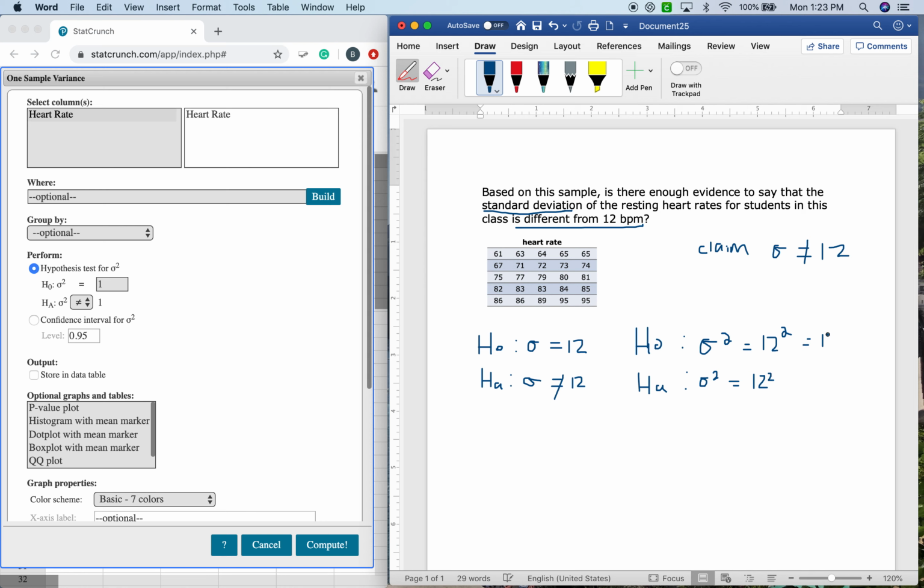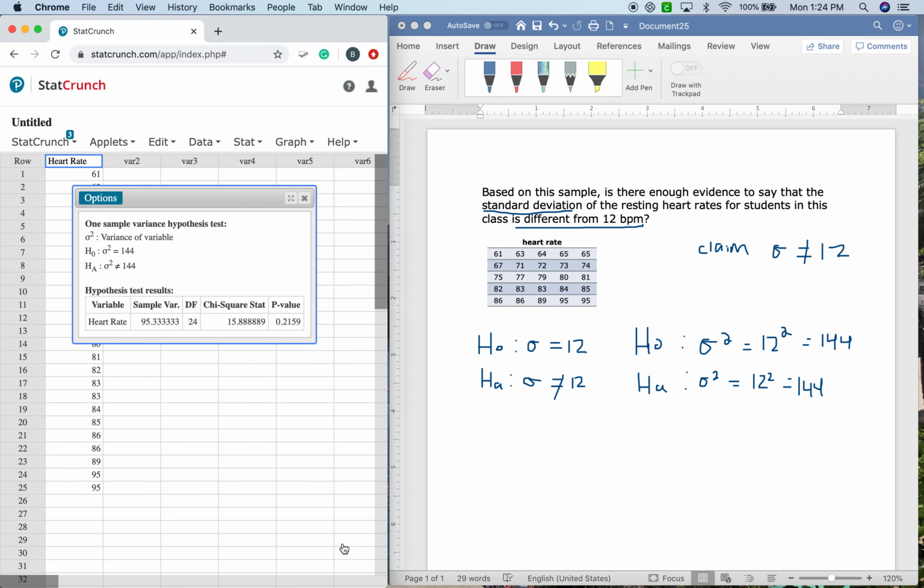So 12 squared will give us 144. So that's what we're going to put into our hypothesis test. So we want to know 144 for our variance, so our standard deviation squared. So we just squared it. And then you can go ahead and compute. And we can see that our test statistic is 5.8 and our p-value is 0.2159.